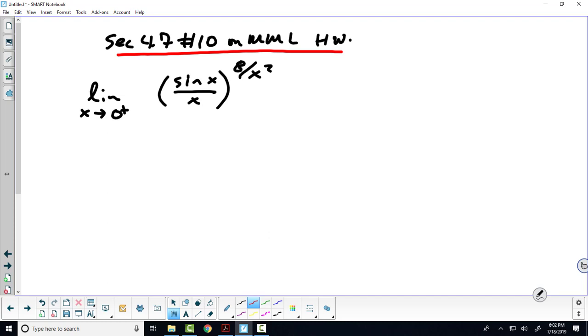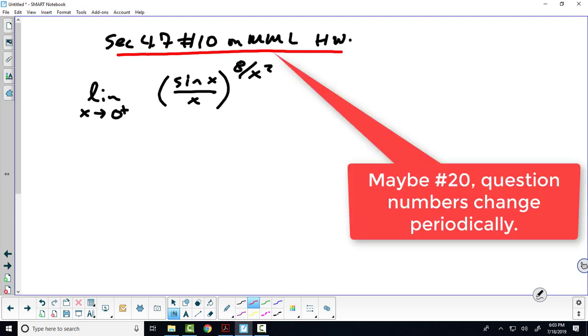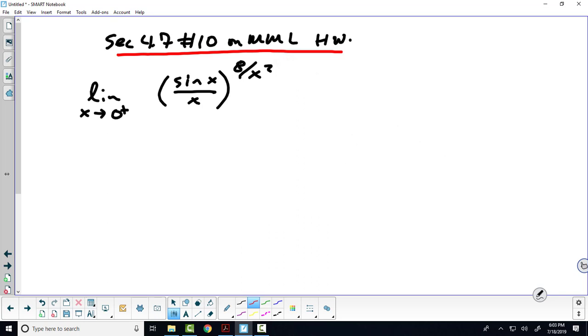All right, so this is 4.7, question number 10 on my math lab. Okay? And we're asked to evaluate this limit here. If you're not comfortable with these problems, this is a bad problem to learn the technique on. This is an extremely challenging question, and it's the wrong one to be learning how to deal with indeterminate powers on.